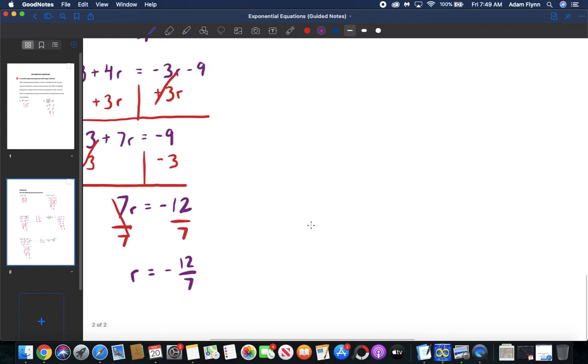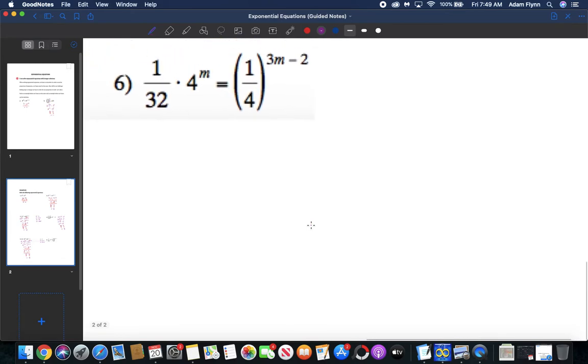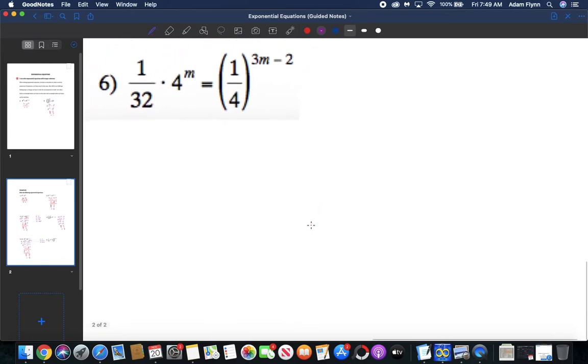Okay, let's move on to another one. Our last problem here. We've got 1 over 32 times 4 to a power of m equals 1 over 4 to a power of 3m minus 2. A lot going on here.